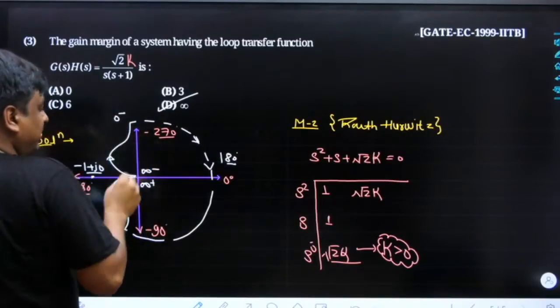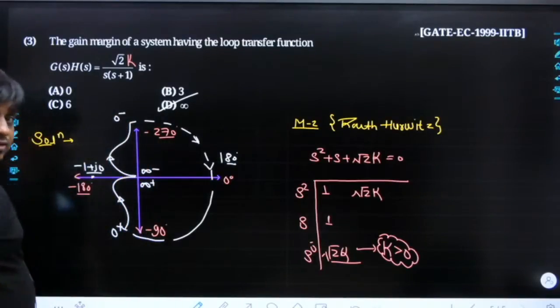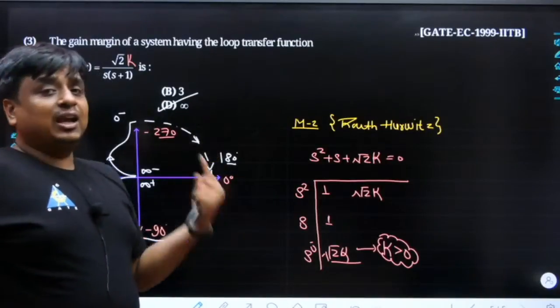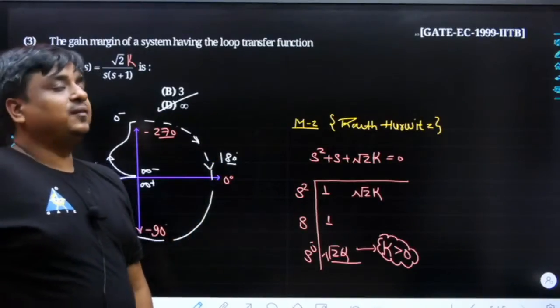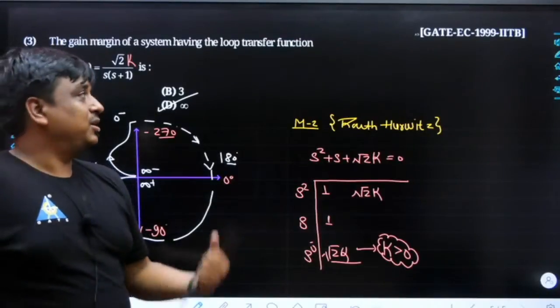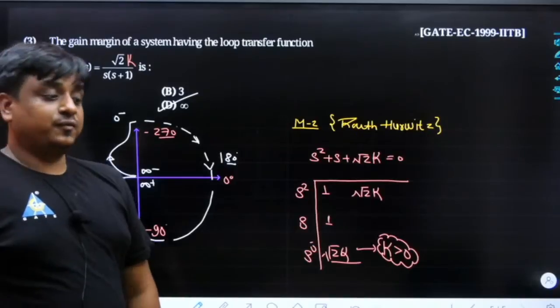So the moment at which this polar plot crosses through the minus 1 plus j0, we would calculate the angle offered by the system, and that angle would be added to 180 degrees, and end of the day, we would be getting how much phase lag we can provide to the system such that the system reaches the verge of instability.